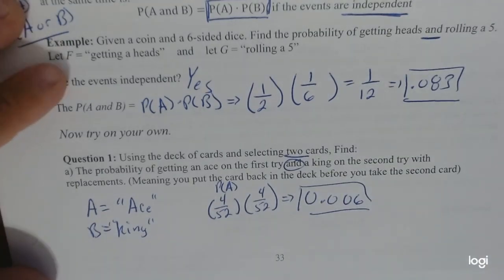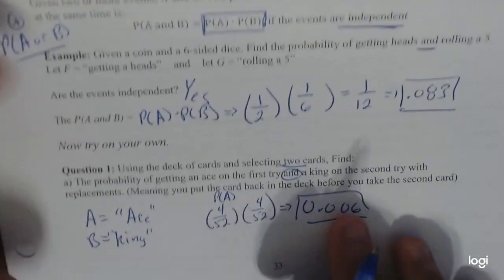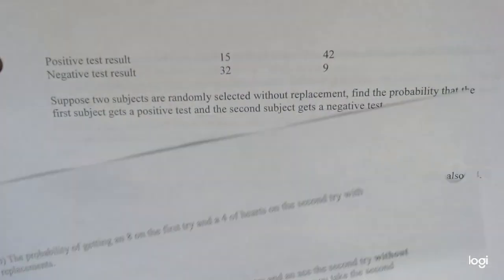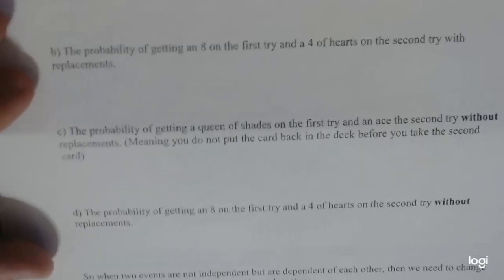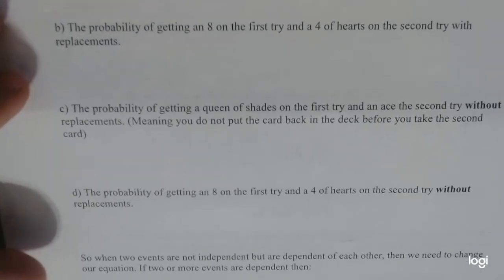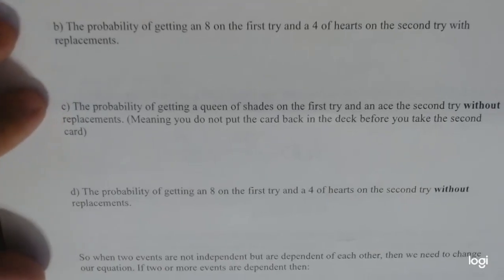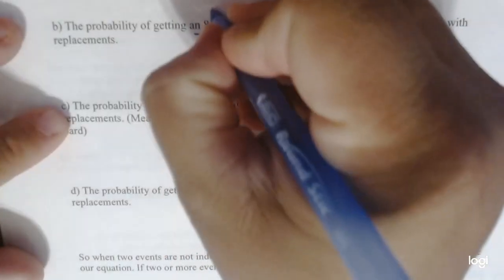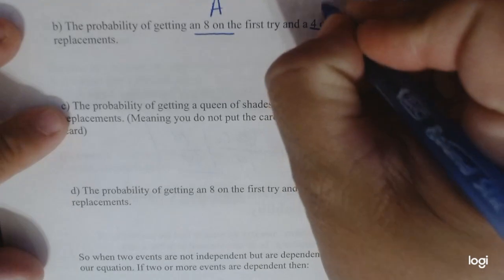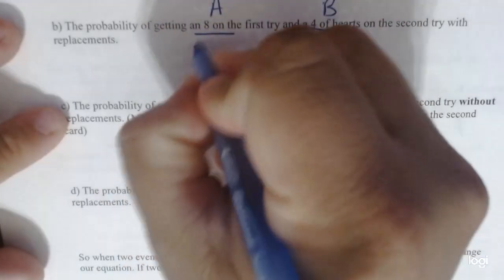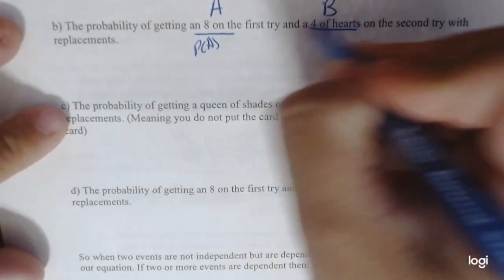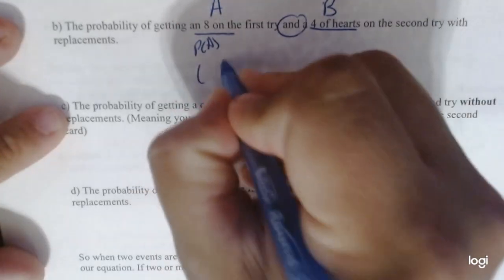Okay. So let's try some more. Flip the page. Let's go to B here. We want the probability of getting an 8 on the first try and a 4 of hearts on the second try with replacement. So again, with that replacement portion, this is my event A and this is my event B. So again, it's and, so it's multiplying.